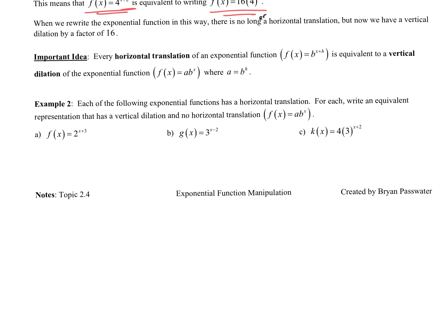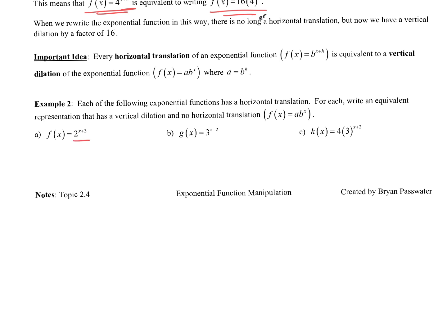Example 2. Each of the following exponential functions has a horizontal translation. For each, write an equivalent representation that has a vertical dilation and no horizontal translation, in the form of a times b to the x. If you look at a, b, and c, they have horizontal stuff going on. We're going to take away the horizontal stuff and talk about it with vertical. So we're just manipulating. Women are good at it. Guys, let's catch up.